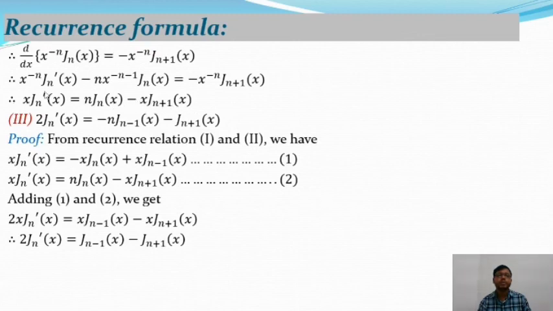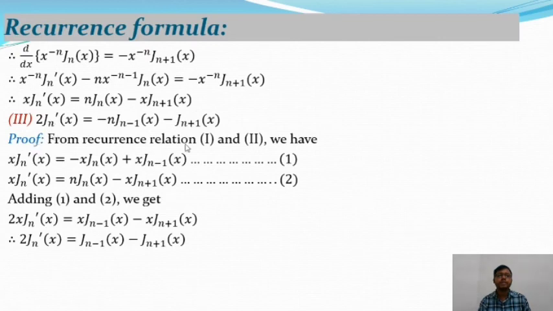So here's the proof of the second part of the second recurrence relation. Okay, so after that we will take one more recurrence formula, and that means 2 into J_n'(x) is equal to minus n into J_{n-1}(x) minus J_{n+1}(x). Okay, so here is the proof of the third recurrence formula.